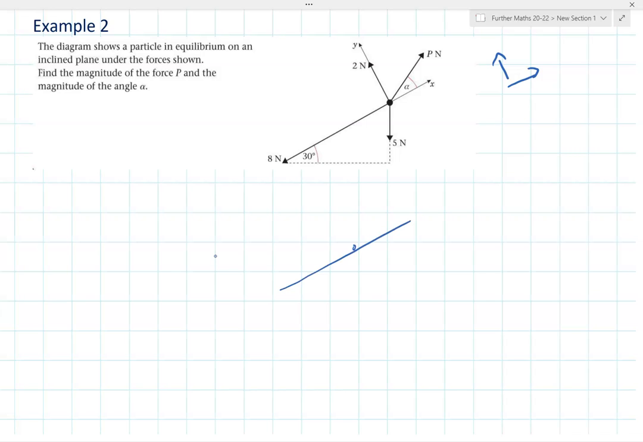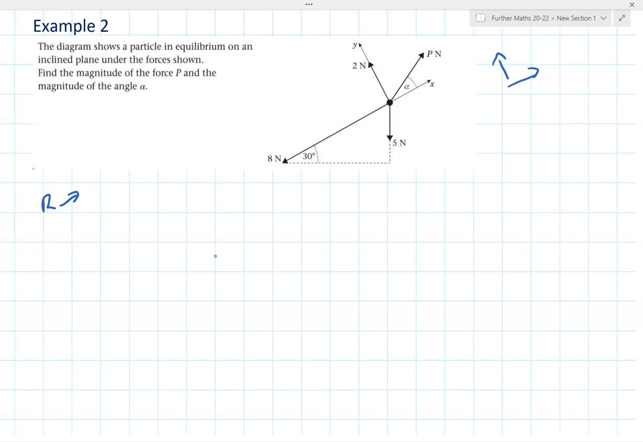We will see things where something's resting on an inclined plane and that type of thing, in which case it's more convenient to resolve parallel and perpendicular. So resolving, let's do up the plane first.